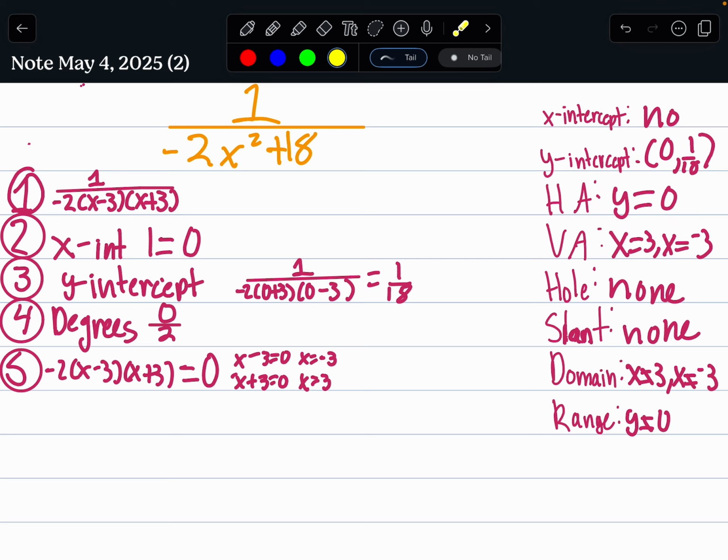Now the vertical asymptote is a line the graph approaches but can never touch, going up and down. And to find this, we need to set our denominator equal to 0, and when we do that, we get the solutions of x equals -3, x equals 3. So those are going to be our vertical asymptotes.